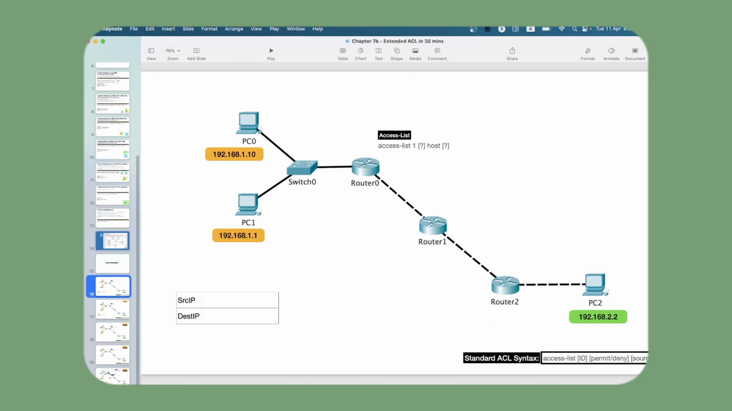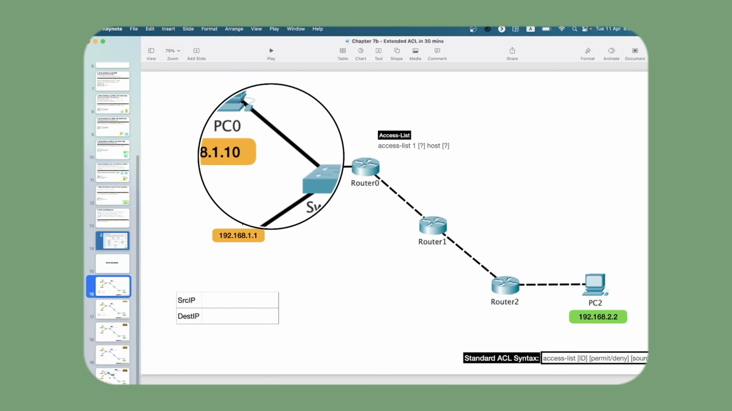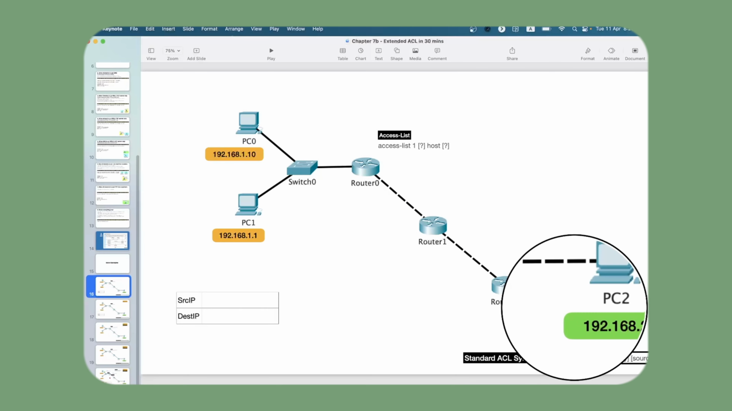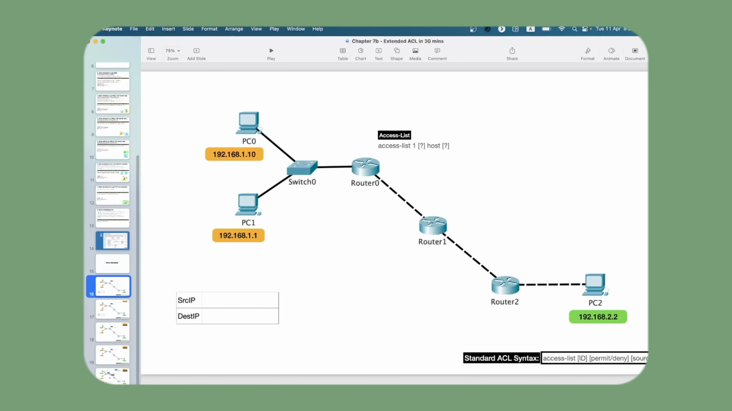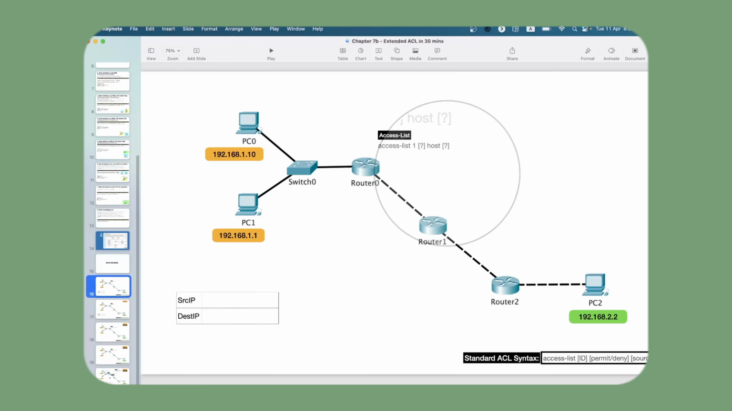Now, I am supposed to do something to control the traffic between these two computers, PC0 and PC1, to PC2. If I want to control traffic, in this kind of situation, I have 3 routers, right or not? First question, we know that if you want to do ACL to control traffic, we do it on a router, right? So here got 3 routers. The first question you should think is, which router is the best?